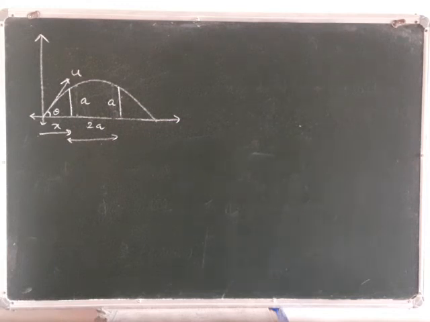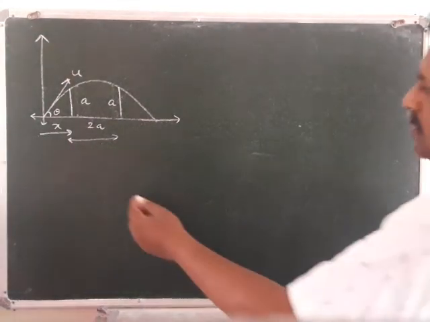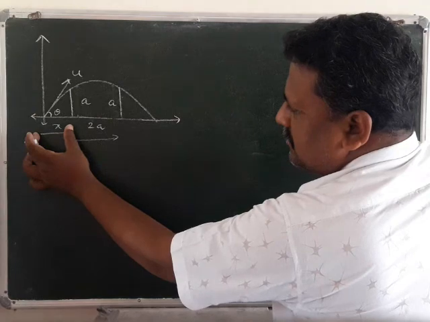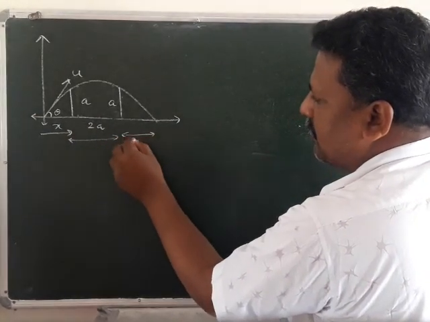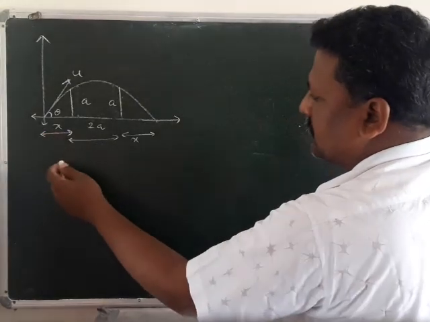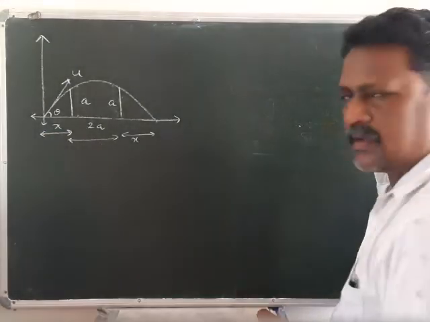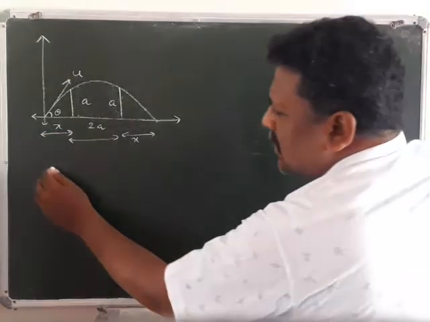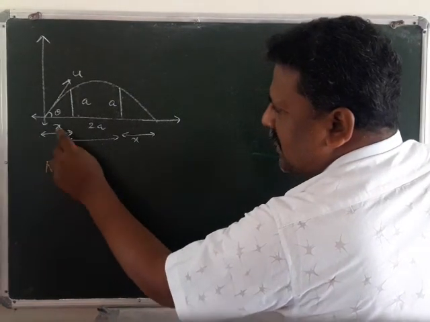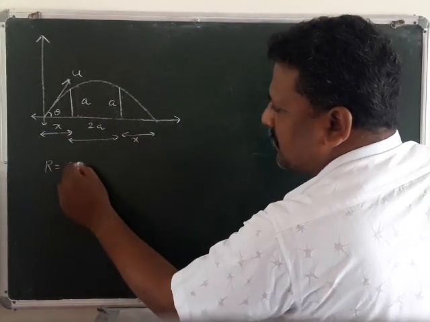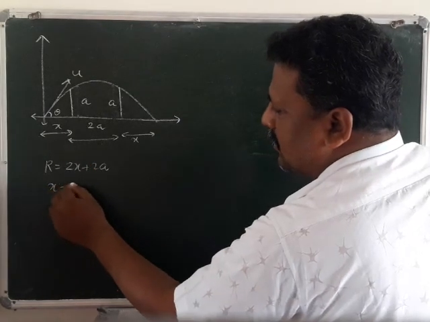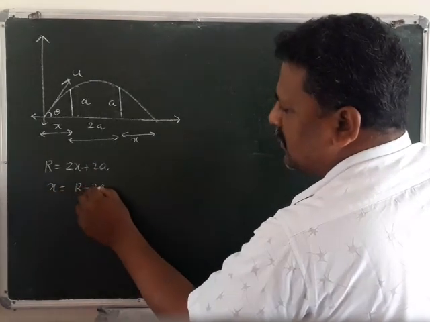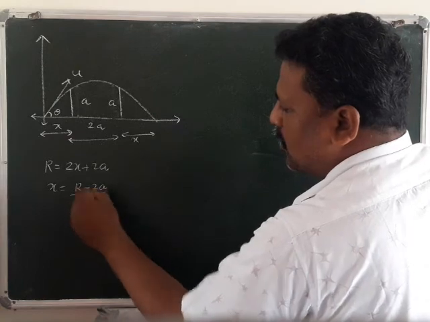See, we will discuss. If it is x, then it is also x by symmetry, and this is also x. Generally, from the given diagram, the range is x plus x plus 2a, that is 2x plus 2a. Here x is equal to (R minus 2a) by 2.